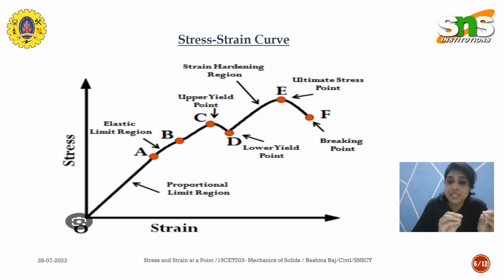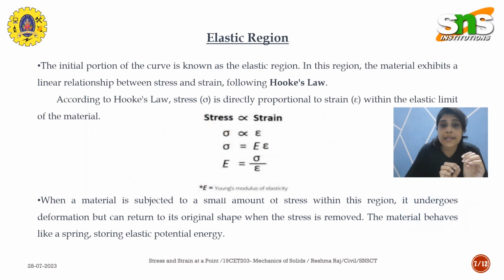So during the elastic state, the elastic limit region, when an external force is no longer acting on the body, it comes back to its original position. Next, this is also known as Hooke's law. According to Hooke's law, stress is directly proportional to strain, within that elastic limit only.